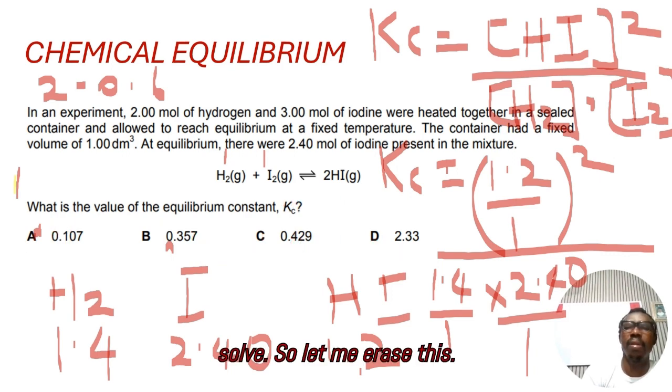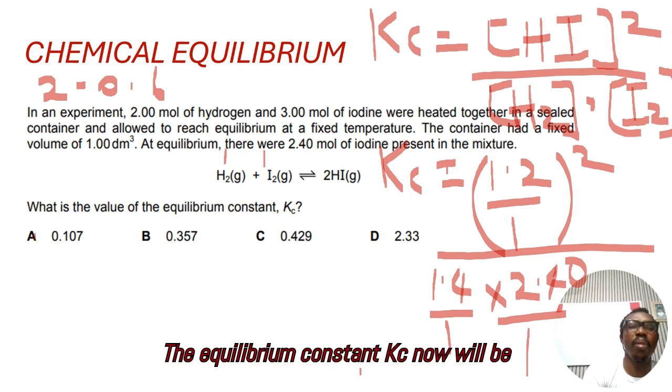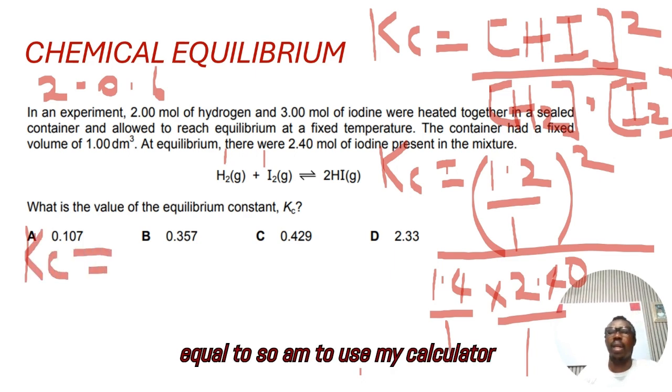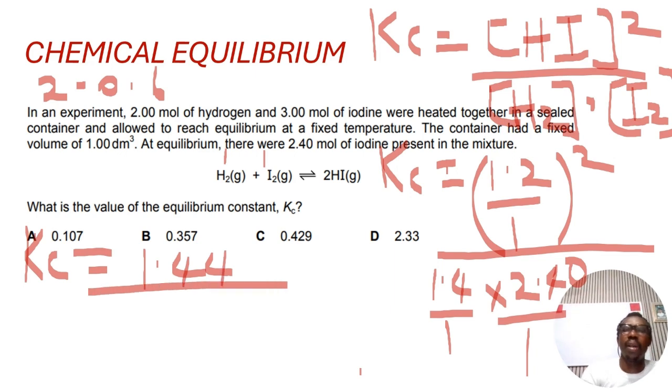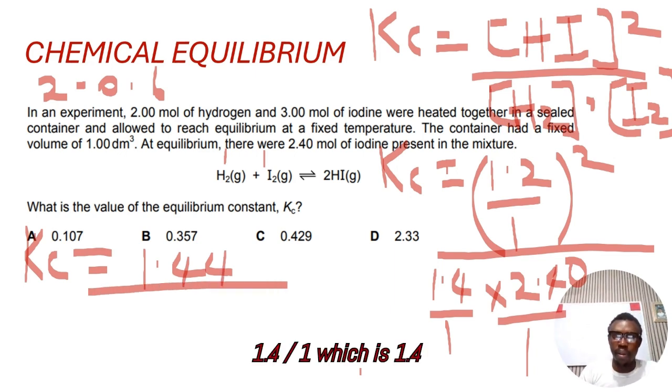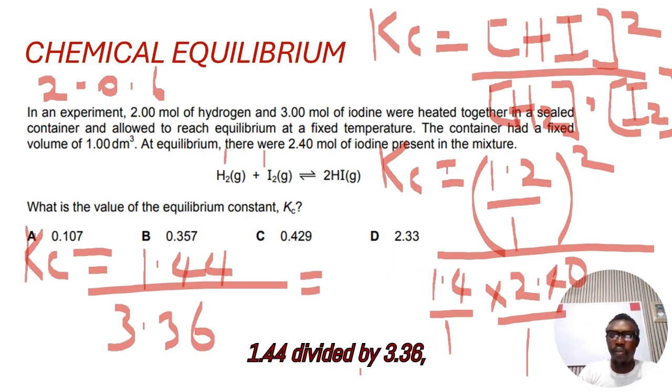So let me erase this so that I'll have enough space to solve. So equilibrium constant Kc now will be equal to, let me use my calculator, 1.2 squared, 1.44 divided by 1 is 1.44, over 1.4 divided by 1, which is 1.4, times 2.40 divided by 1 is 2.40. So you have 3.36, which will now be equal to 1.44 divided by 3.36, which is equal to what?